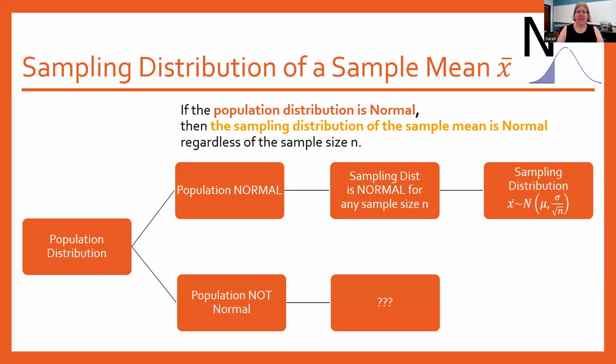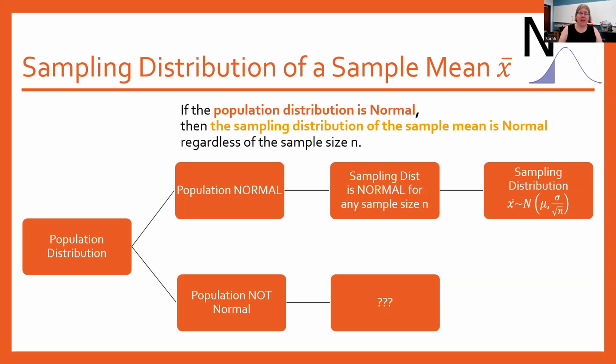Now that we've defined what a sampling distribution is, I want to point out one of the key properties that we talked about in the previous video. This is something that you're going to use throughout the rest of this class. And that is, if the population distribution is normal, then the sampling distribution of the sample mean is also always normal, regardless of the sample size n.